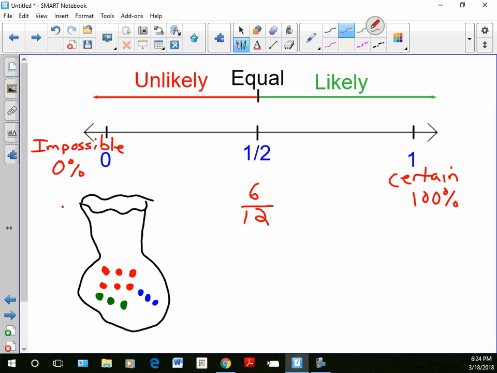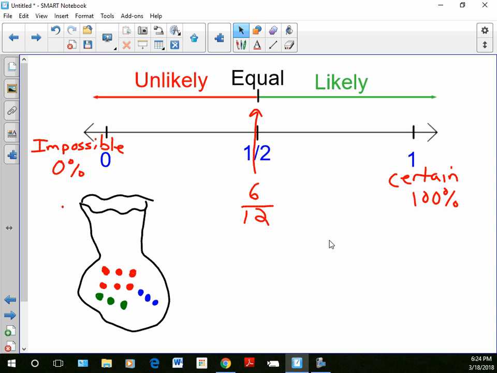So I'm equally likely to get a red one. I'm also equally likely not to get a red one. Okay? So that's why it's equal. The chance. Okay? That's why it says the word equal up here.